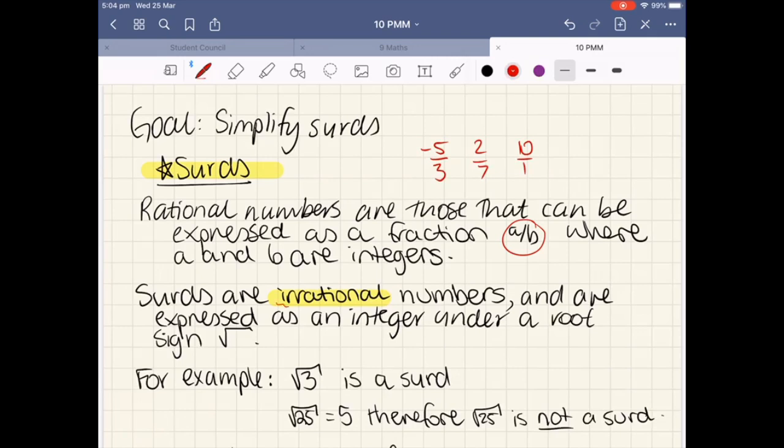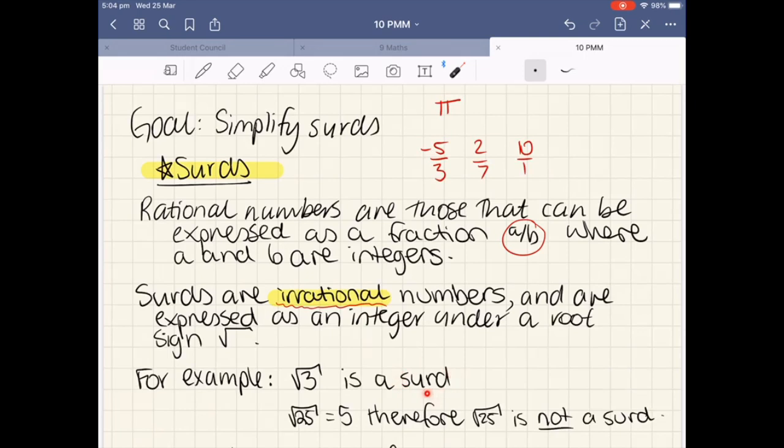We also have our favourite irrational number from Junior. Can you think of it? It's pi. So pi cannot be represented as an integer divided by another integer, which is why it is irrational. Surds are irrational numbers, a special different type, where they're expressed as an integer under a root sign. For example, root 3 is a surd because it cannot be expressed as a on b.